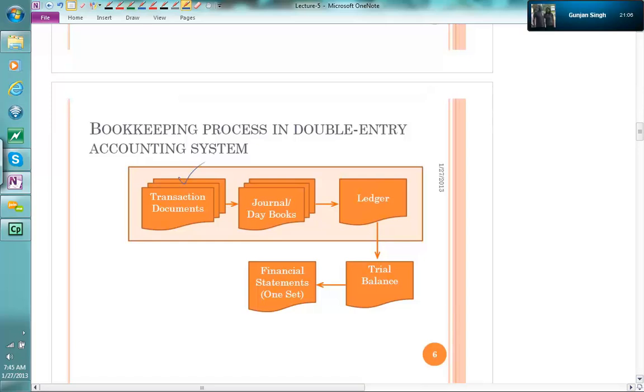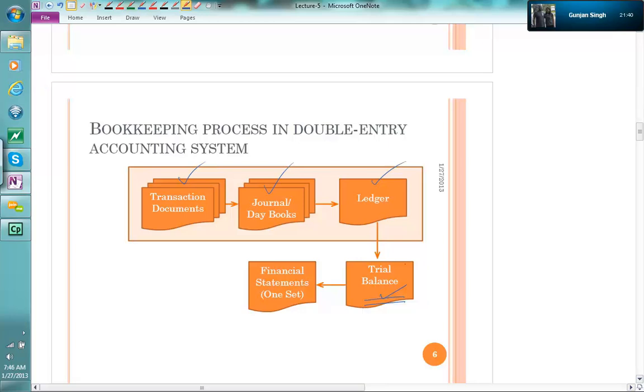So you have transaction documents, moving on to journal or day books, then ledger, then you have the trial balance. So this whole part is the bookkeeping process. Now we are moving into preparation at the end of the period. So when does this take place? Whenever you want some kind of financial reports, for example in the USA or even in India, you have quarterly reports. So at the end of 3 months you want to churn out some reports, which will be published. So how do we do that?